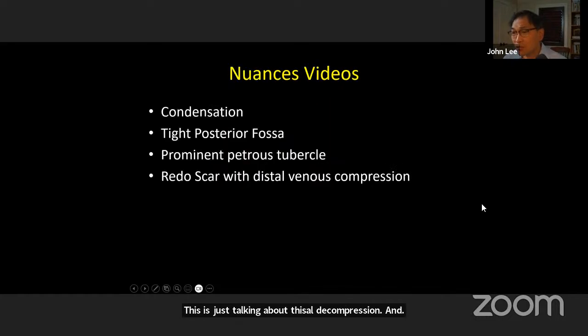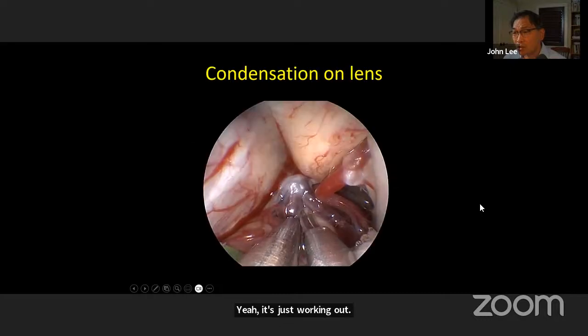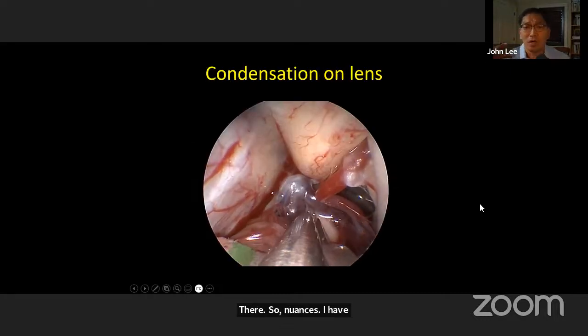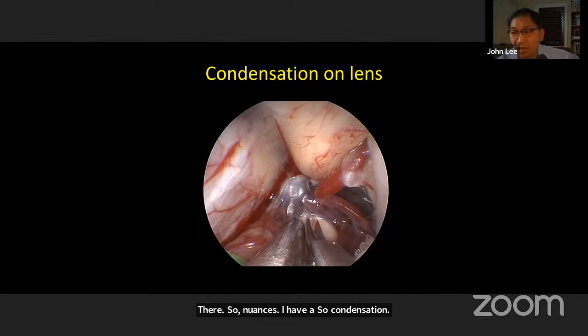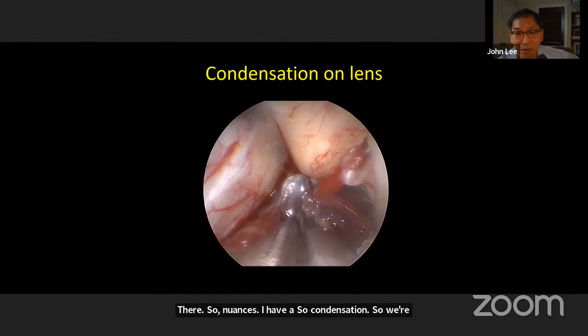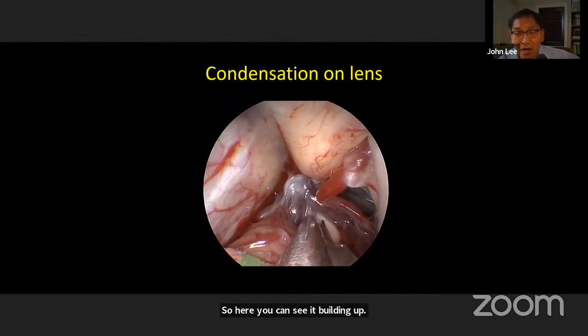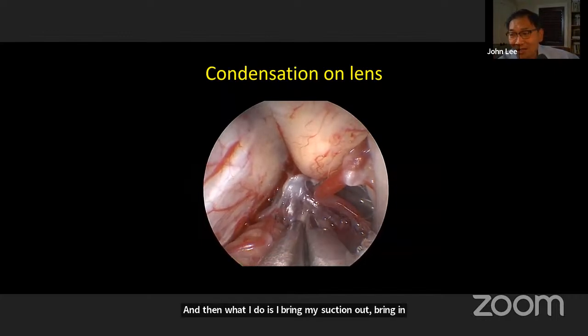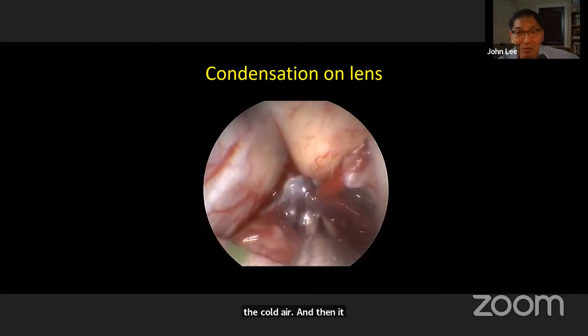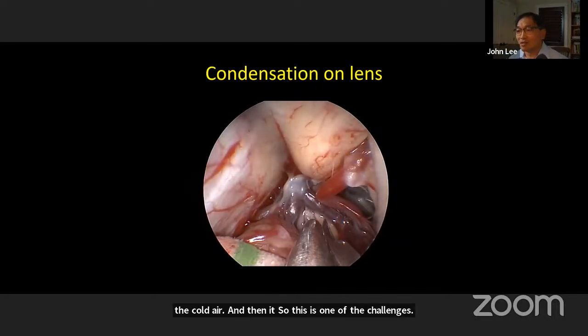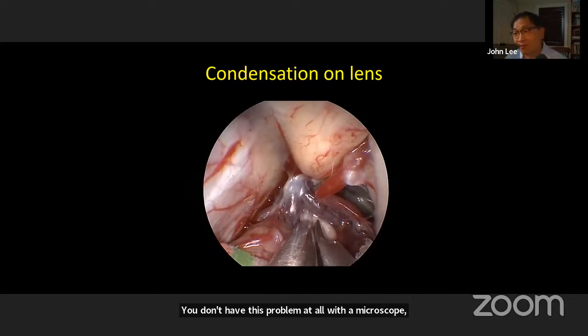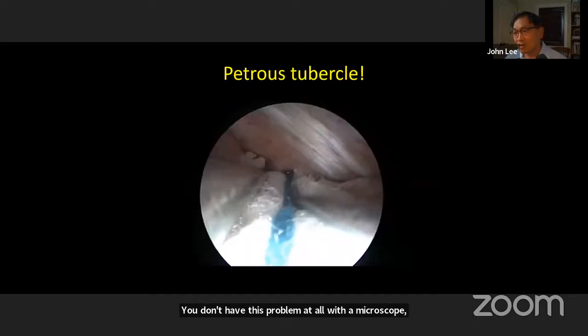So, nuances: condensation. With the endoscope, the problem is you always get condensation on your lens. So here you can see it building up. And then what I do is I bring my suction out, bring in the cold air. This is one of the challenges. You don't have this problem at all with a microscope, but you try to use a lens fogger, and eventually you learn how to work with it and do better.